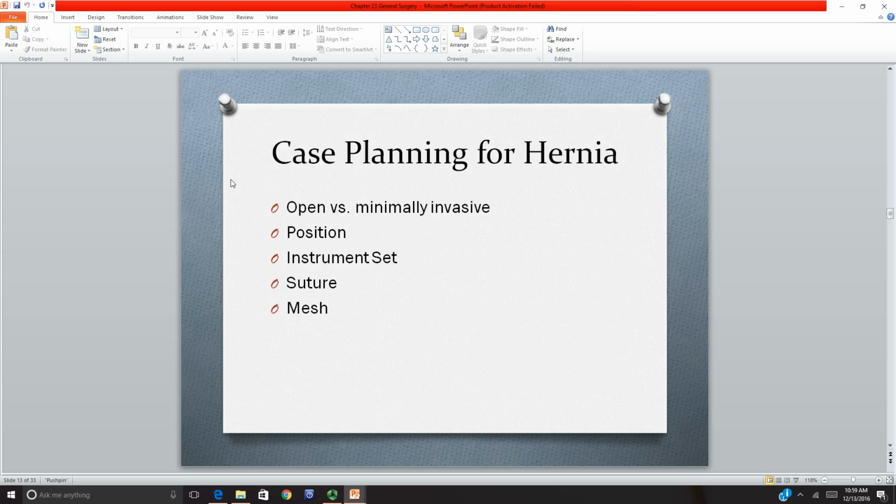For case planning, you need to know if the procedure is going to be open or laparoscopic, if they're going to close a defect with just suture, or if they're going to use mesh or a combination of both. And if they are going to use mesh, you want to have different size options available. You also want to know what position the patient is going to be in. Most likely it's supine.